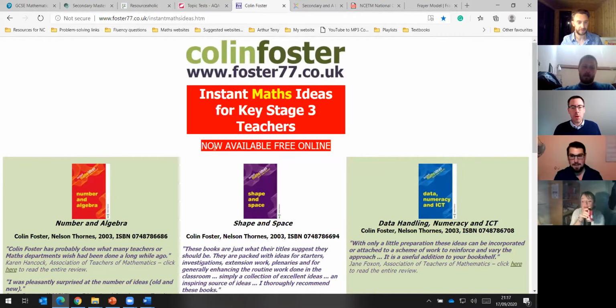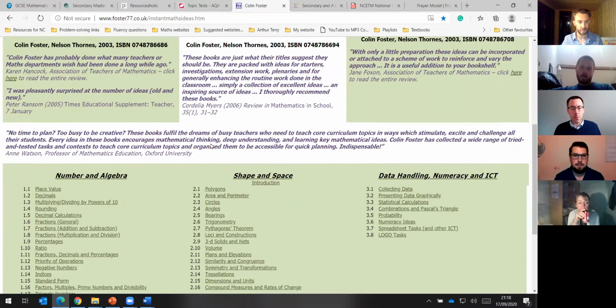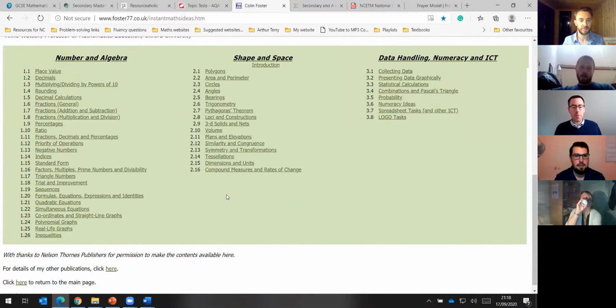It was, yeah. So lots of people know Colin's mathematical etudes, or however you pronounce it. But this is one that I really like. These books were published in the early 2000s, and now they're out of print, I think, and now freely available. So they're basically just full of loads of stuff.